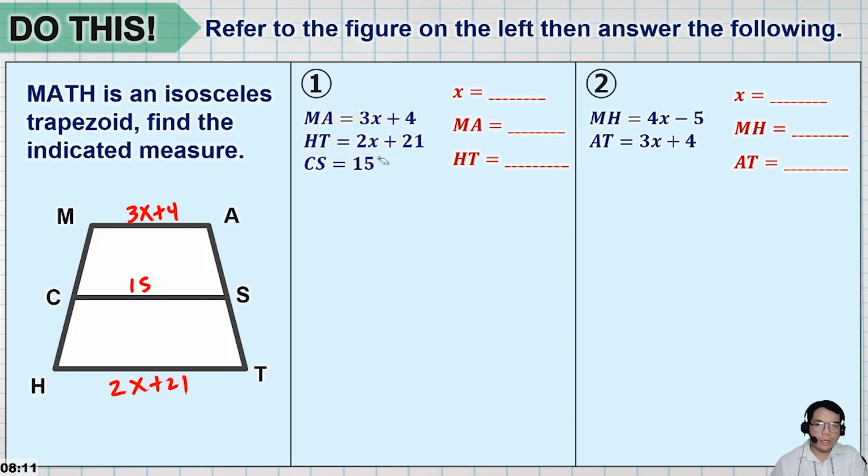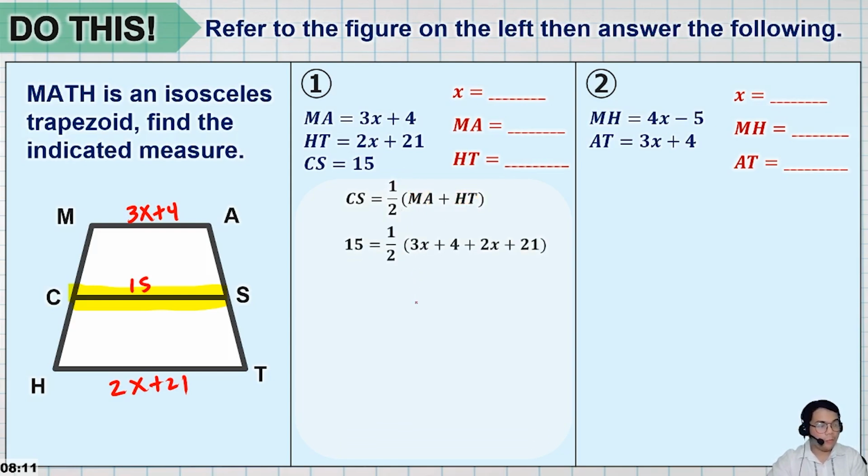Ayan. So, ang gagamitin nating formula dito is the same formula as the median. Ang median natin, which is CS, is always equal to the half of the sum of the bases. Since ang bases natin ay MA at saka HT, ibig sabihin, add natin sila and then i-divide natin sa 2. So, using that formula or idea, we can solve actually for the value of x.